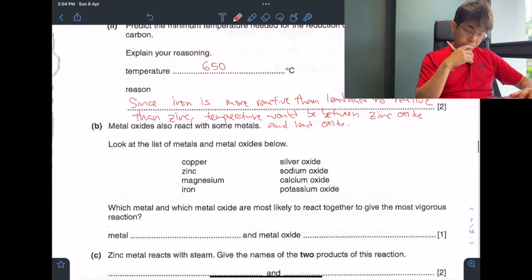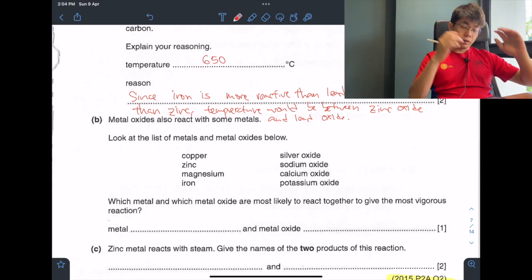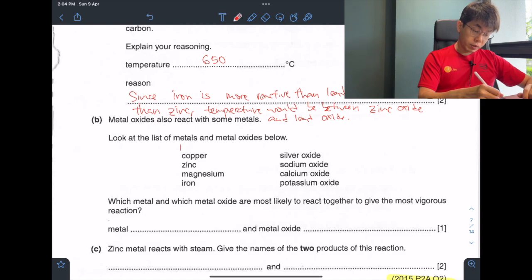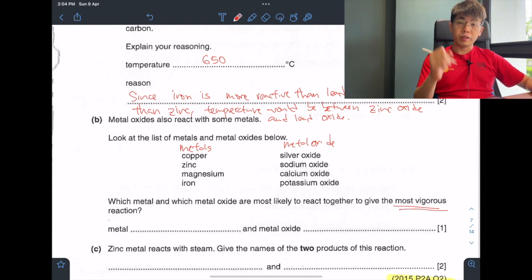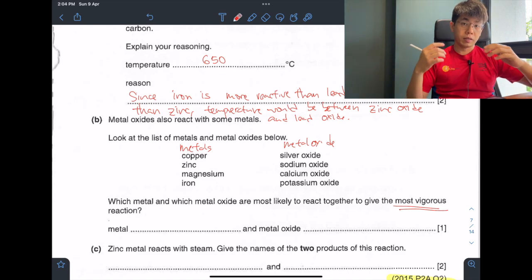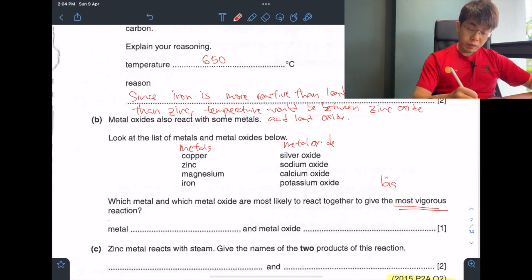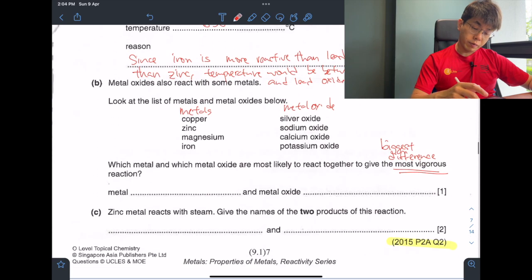So let's look at part B, right? Metal oxides also react with some metals. So we're going to look at the different metals. So we got the metals here and we got the metal oxides over here. So which one will most likely react to be the most vigorous? So most vigorous means there must be the biggest difference in reactivity. So biggest difference in reactivity. So if you look at our reactivity series, let me just write it out one more time over here.